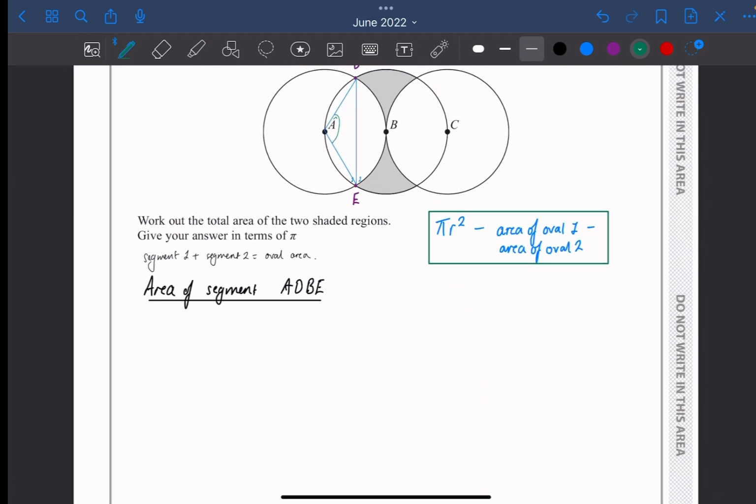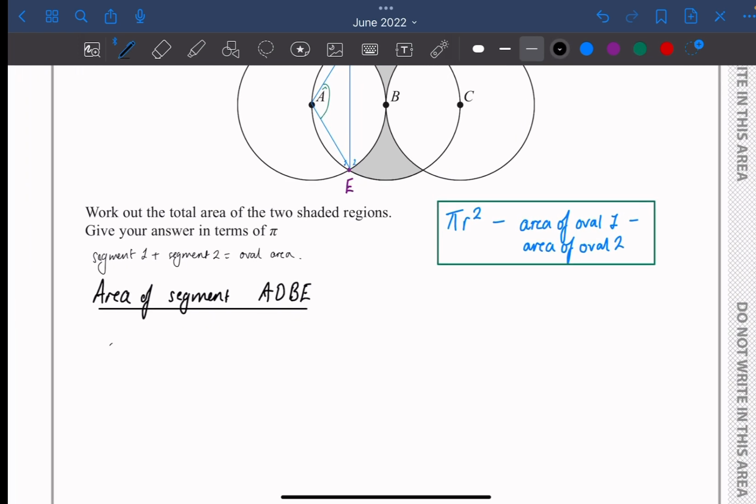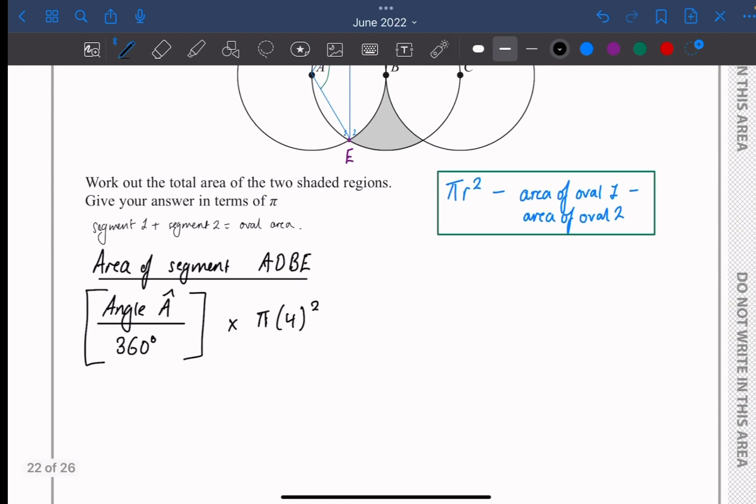Okay, so to find the area, it's angle A over 360 degrees, which is the angle of the full circle. That's the fraction of the circle that represents the segment, times the whole area of the circle, pi r squared. Now we know r is 4, so we can put that in immediately: pi times 4 squared.